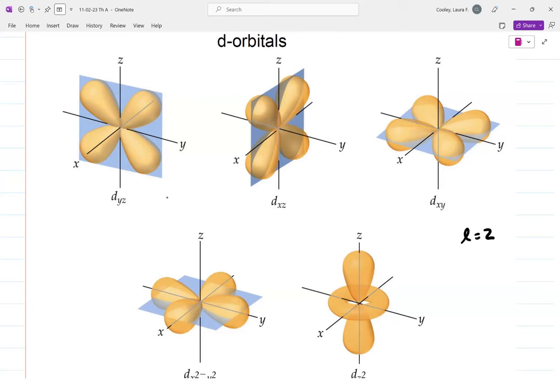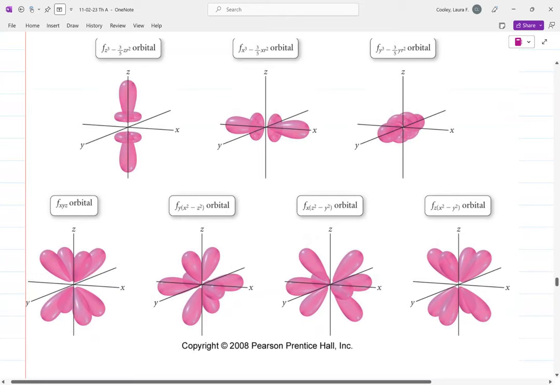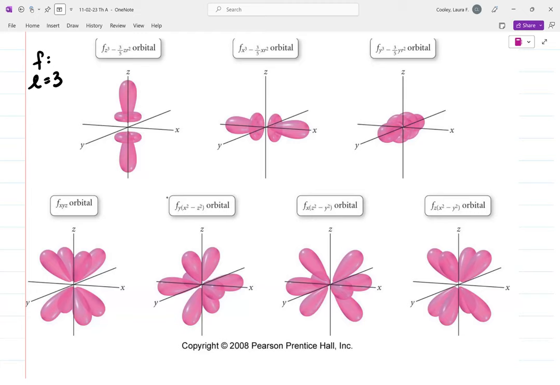And this is a picture I just threw in for fun. These are F orbitals. So F is L equals three. What shell would you start seeing F orbitals in? Remember that L is always less than N. So you would have to be in the N equals four shell to start seeing F orbitals. These are very complicated, and you certainly don't have to know what they look like, but you could know that they're more complicated. And that's the highest I'm going to show you.